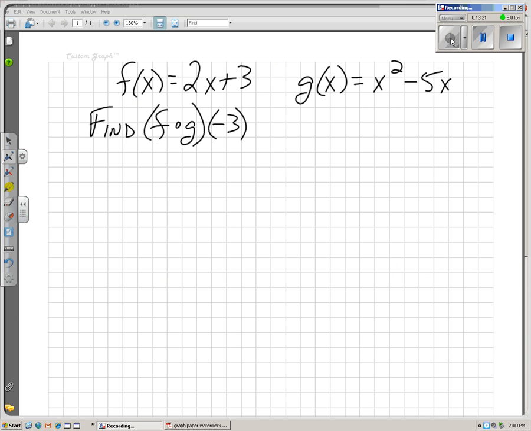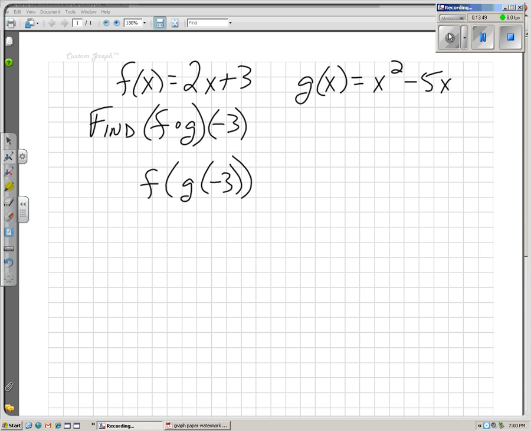All right, here's one for you guys. Find f of g of negative 3. This time they're telling us what the x is, all right? So I prefer to write it this way, f of g of negative 3. That's the way I like to do it. You can write it any way you want to. So that means that I'm going to take my negative 3, run it through the g function, get an answer, and run that answer through the f function and get a final answer.